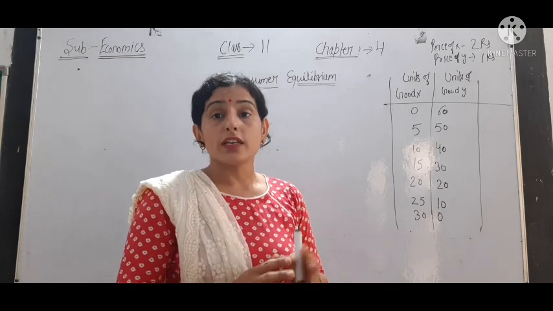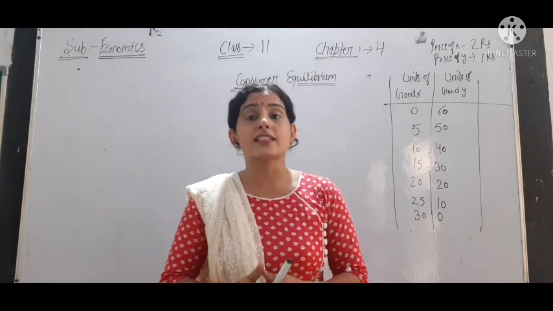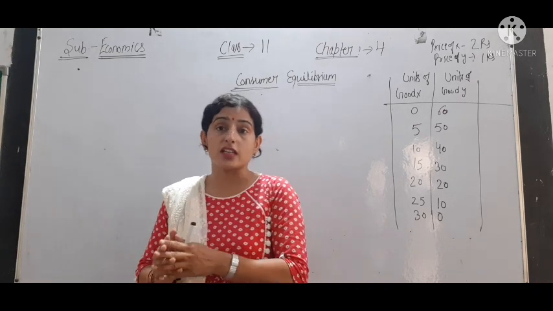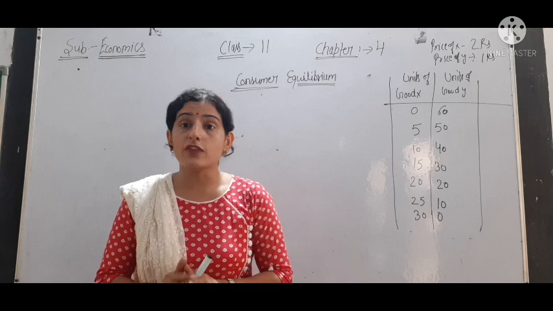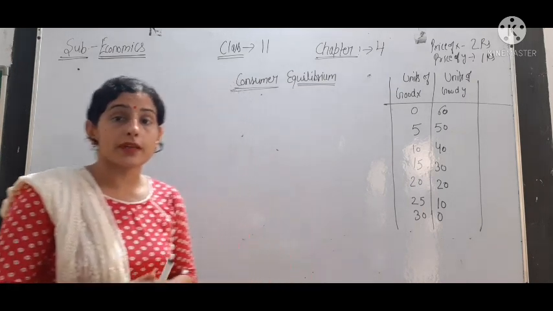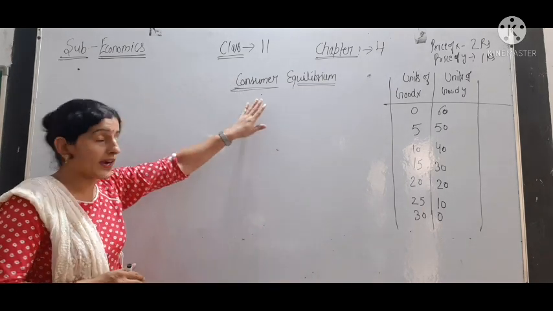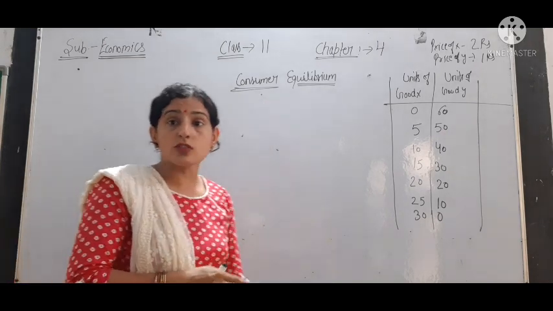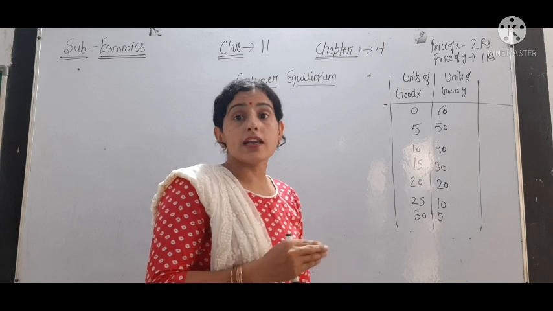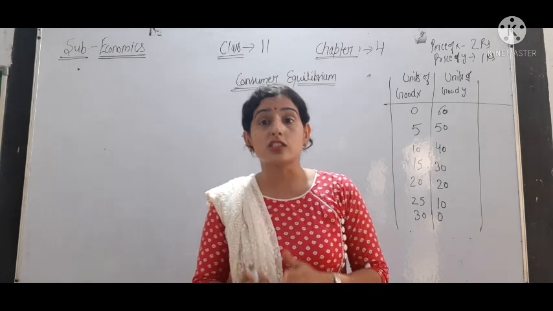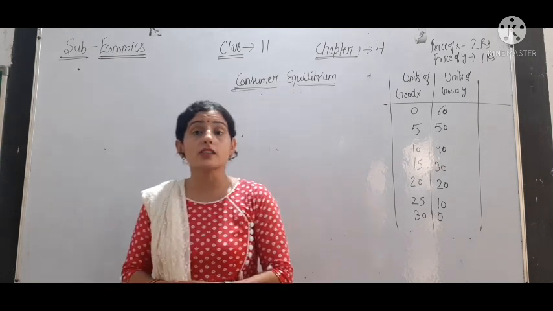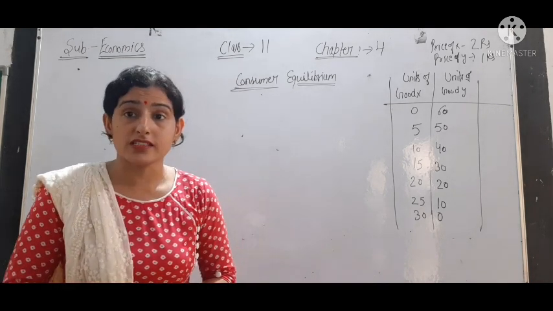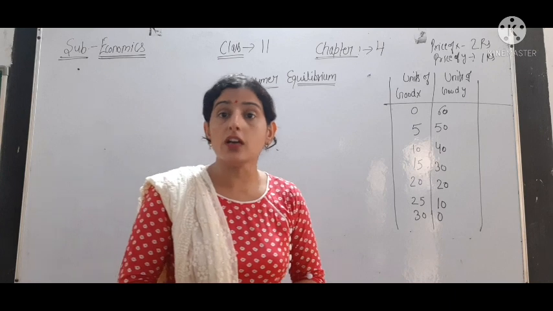So in cardinal utility analysis we have discussed consumer equilibrium in case of one commodity and in case of two commodity. Now we will discuss consumer equilibrium in ordinal utility analysis. So what is the meaning of consumer equilibrium? As in previous videos also we talked, consumer equilibrium means it is a situation when the consumer is getting maximum satisfaction out of his given budget and given prices of the goods.